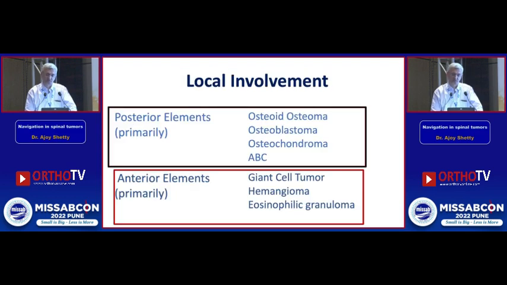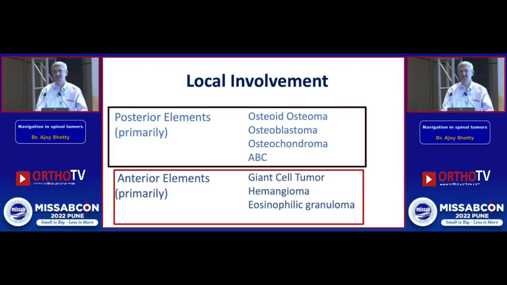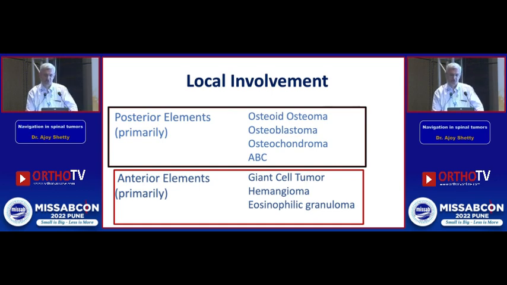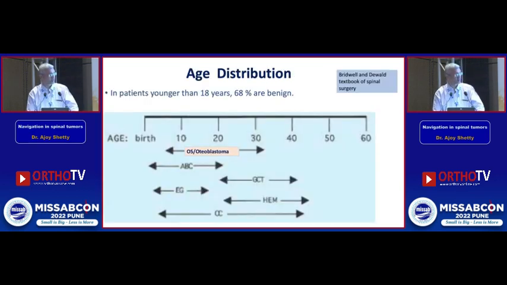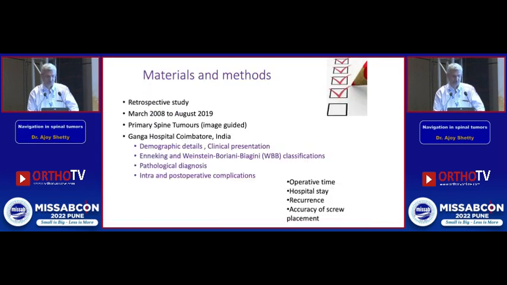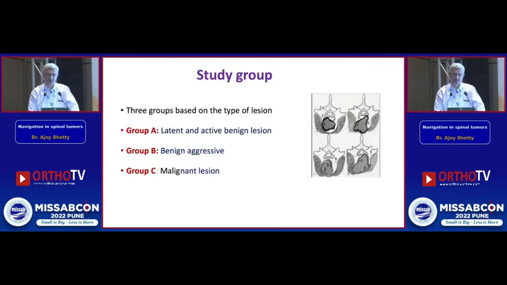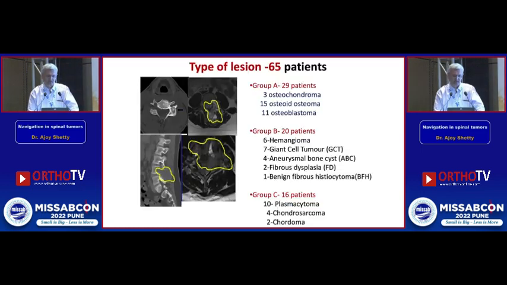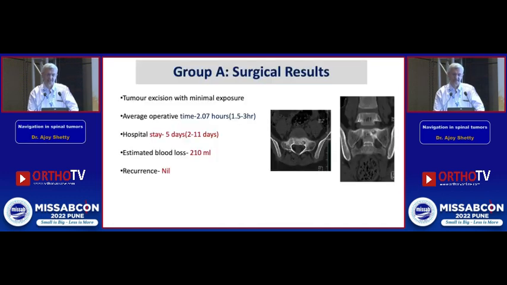The posterior element tumors are the osteoid osteoma and the osteoblastoma most commonly, but the anterior element tumors are the giant cell tumors, and which has a particular age predilection, with osteoid osteoma and osteoblastoma happening in the younger age groups. I would like to share with you our experience of navigation in the management of spinal tumors. We have three types of lesions, Group A, Group B, and Group C. But what I would be highlighting will be mainly Group A and Group B lesions. Group A, as you can see, are all benign tumors. Basically includes osteochondroma, osteoid osteoma and osteoblastoma.